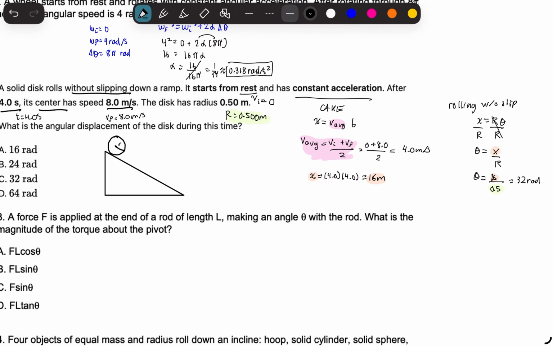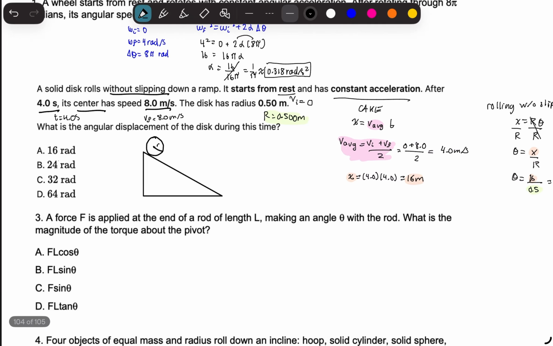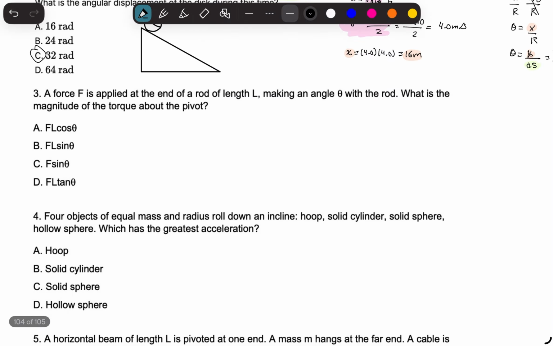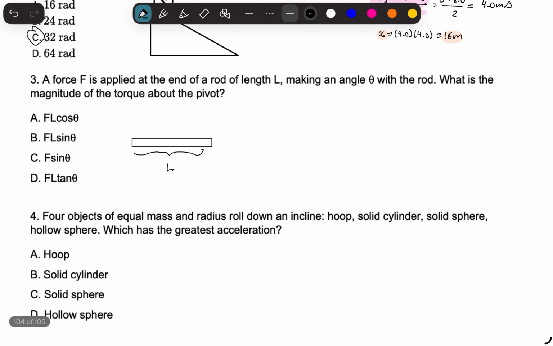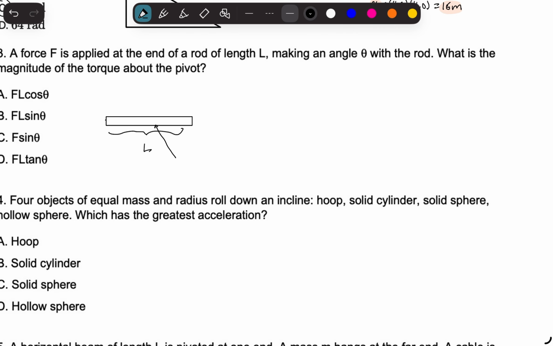For this question, your answer was 32 rad, but I didn't circle it. A force F is applied at the end of a rod of length L that is making an angle theta with the rod. What is true about the torque about the pivot? So torque is equal to RF sine of theta. R is the distance from the pivot to the point of application.